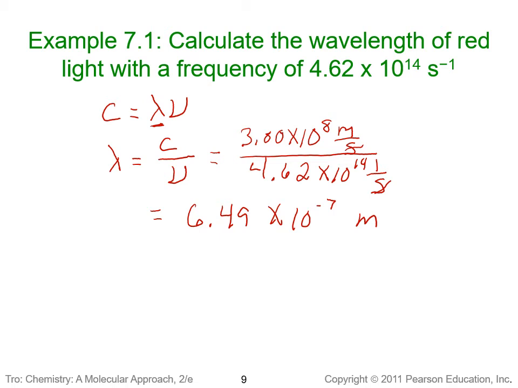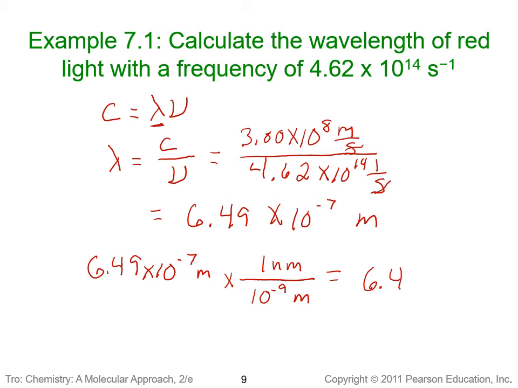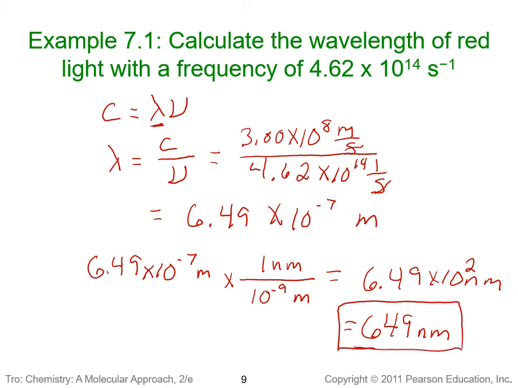So frequently when we report visible light that has color that we can see, we will convert the wavelength into an easier to use unit of nanometers. Now our number gets much easier to handle: 6.49 times 10 to the second nanometers, which is just 649 nanometers. When we're reporting visible light, you will frequently see it in the hundreds of nanometers range.